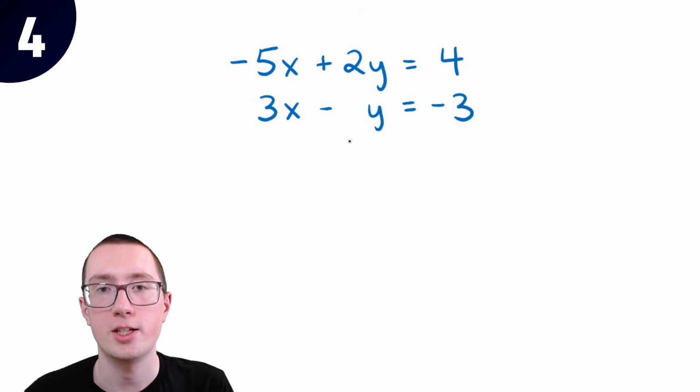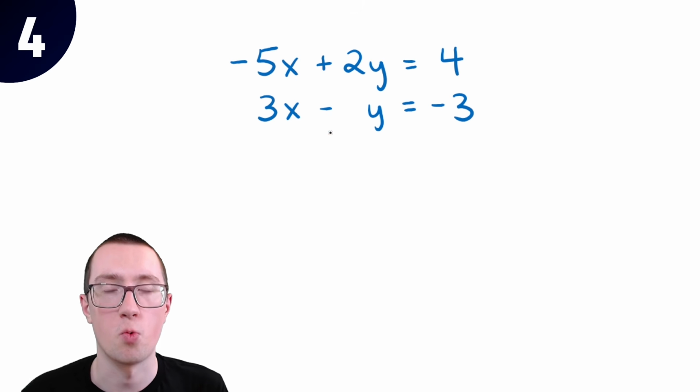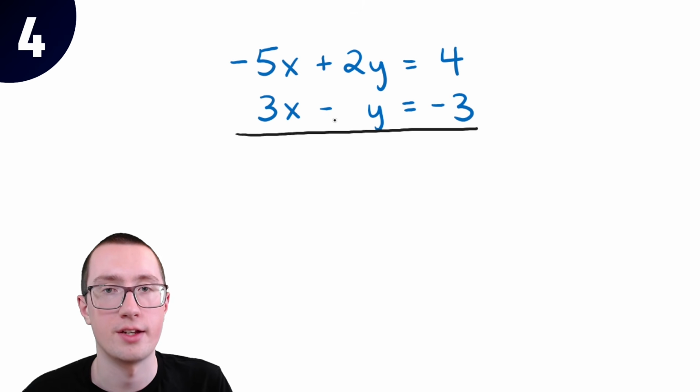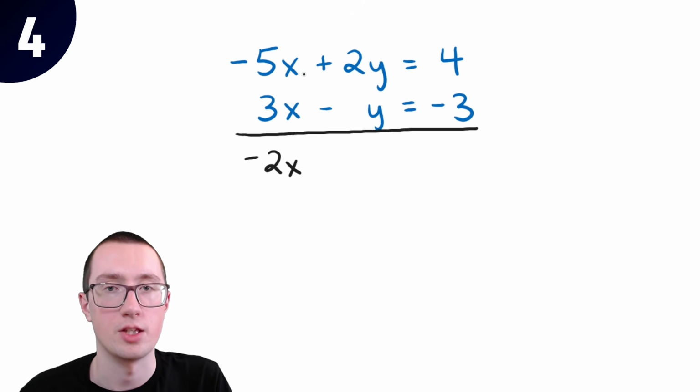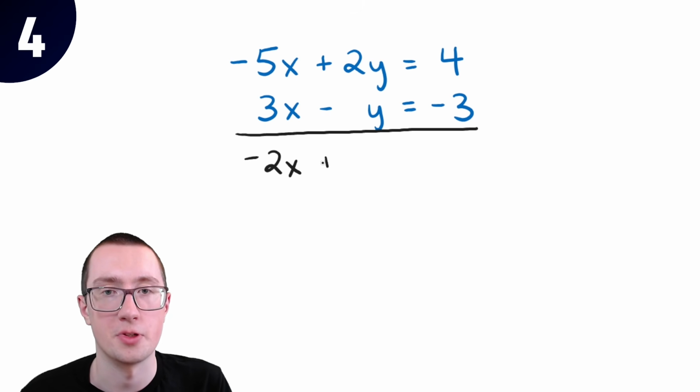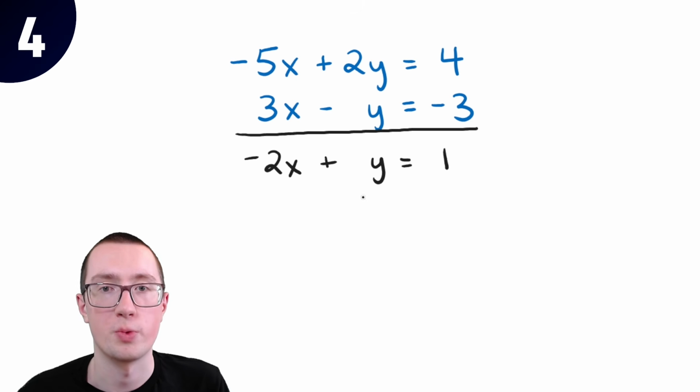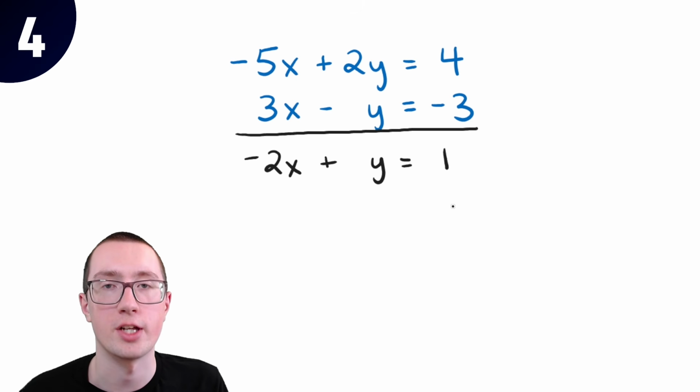The goal of elimination is to add together these two equations to eliminate one of the letters. And then we only have one letter and we just solve for that letter. But if I was to add these two equations up, then nothing is going to happen, because I would have minus 5x plus 3x, so that's minus 2x, and then plus 2y minus a y, so we have 1y left, and then 4 minus 3 is 1. So we haven't accomplished anything, right? We still have an x and a y.